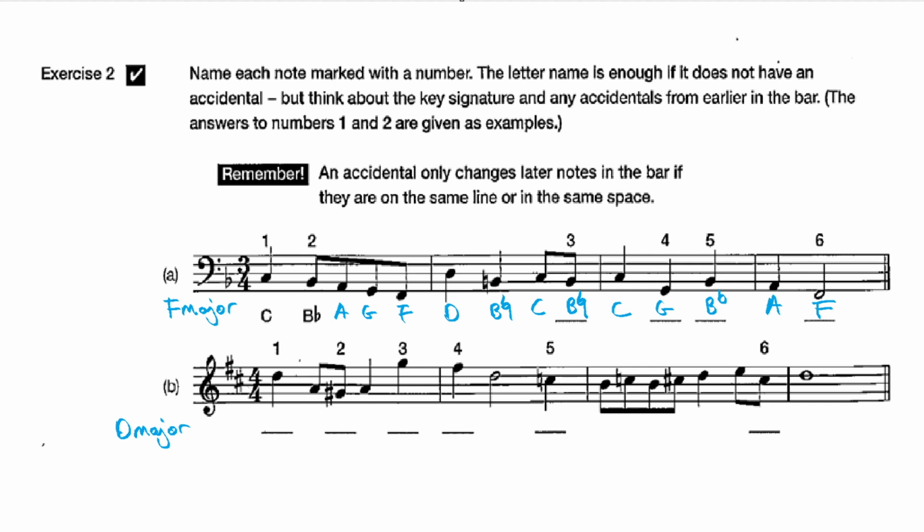Right. Exercise 2B, we are in D major. That means F sharp and C sharp are in the key signature. You can see them there. We start with the first note, that is a D. There we are, there's a G sharp there.